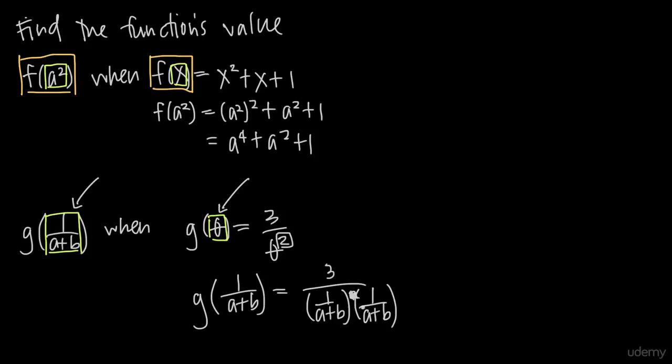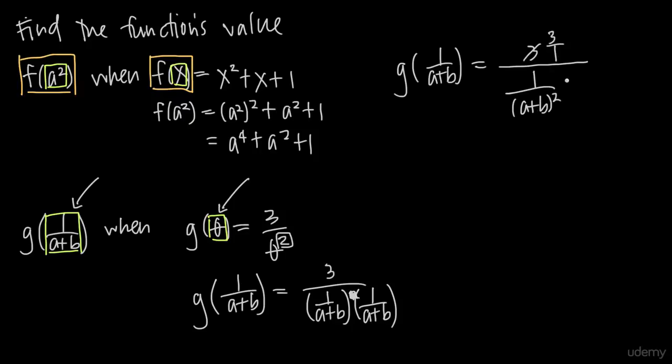Multiplying these fractions together, we multiply across directly, and we'll go up here and say g of 1 over a plus b is equal to 3 over, and then here 1 times 1 gives us 1, and then a plus b times a plus b we can just say is quantity a plus b squared, and we could have FOILed it out, but we can just leave it like this for now. Then essentially we have 3 over 1 divided by 1 over quantity a plus b squared.